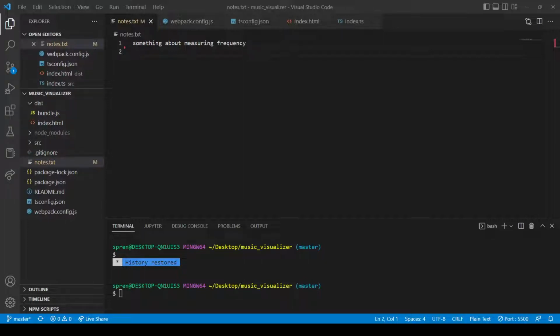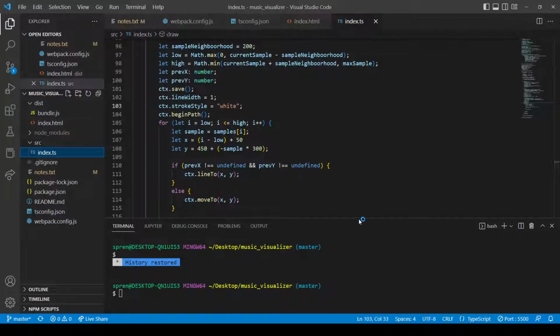And maybe I'm going to clean up the code a little bit. I don't know. So let's start staring at the code. Let's start staring at the code now.